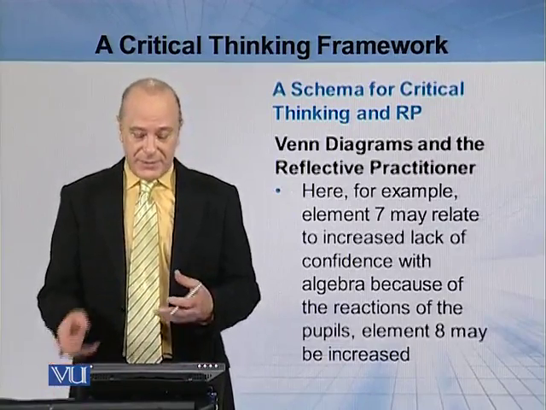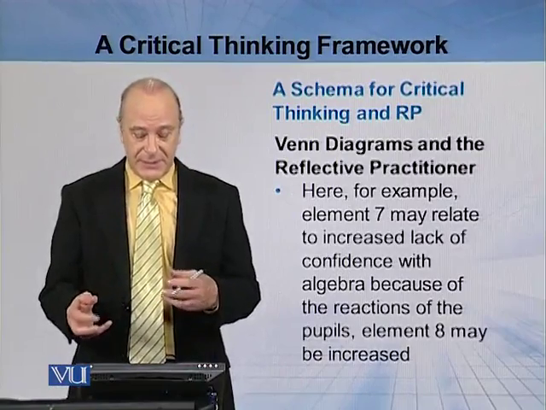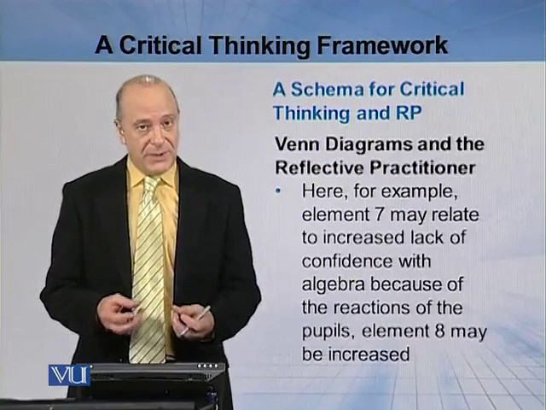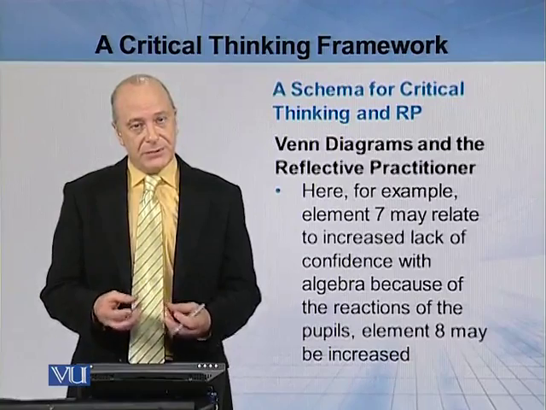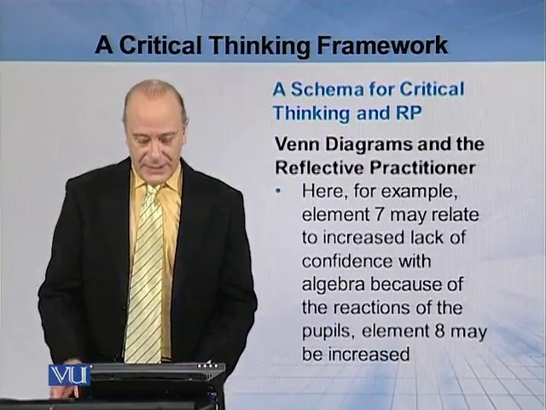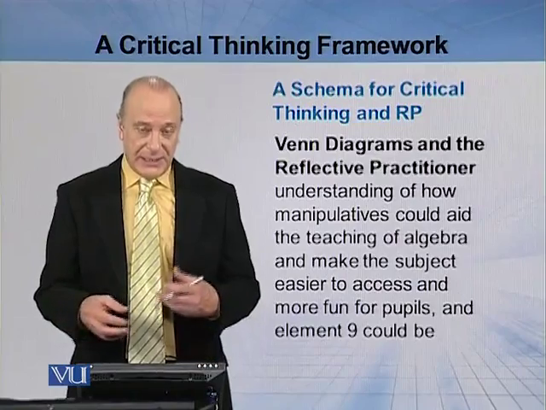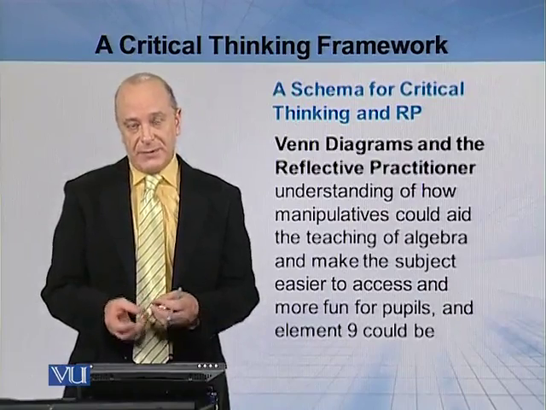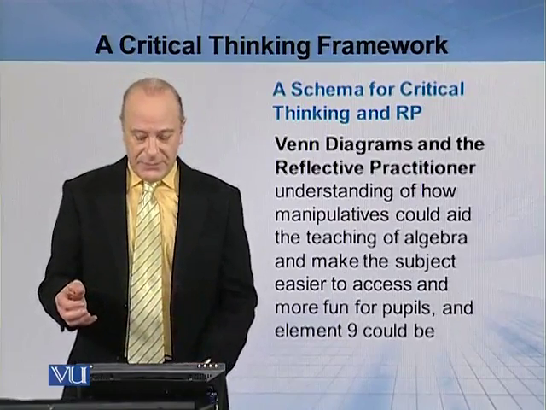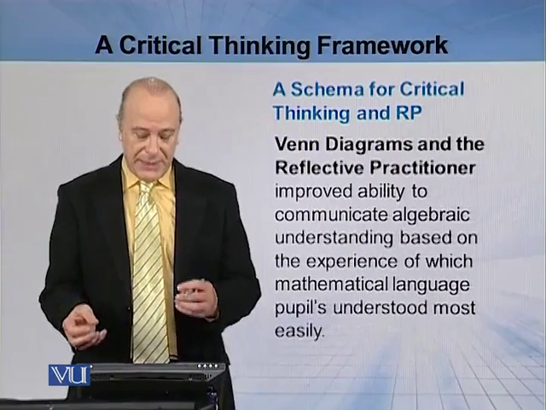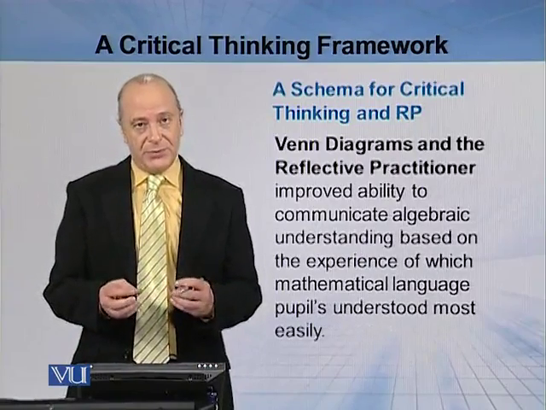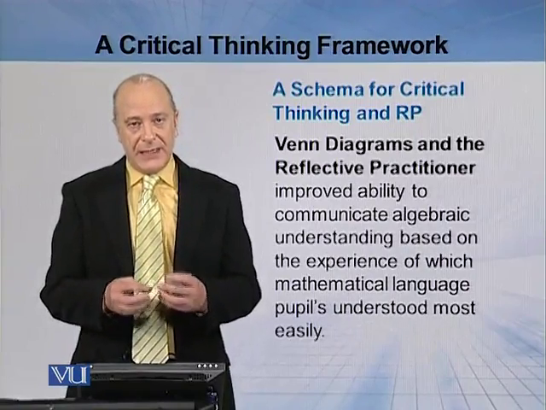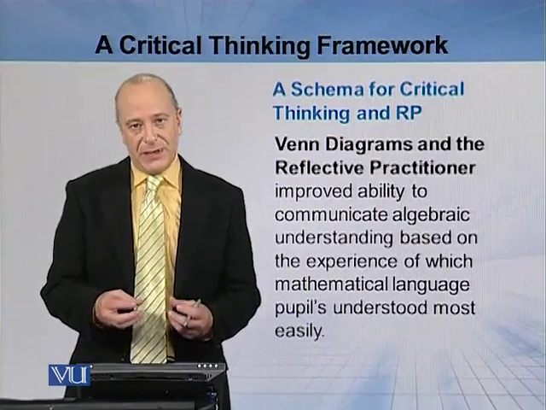So we had a number of elements in this part of the diagram, and these can relate to an increased lack of confidence from the experience due to their own feelings. Element 8 could be about an increased understanding of how to use resources to teach subjects. So there's a positive attribute. And there could be another element about how communication is improving in relation to teaching subjects in mathematics. So the elements within the Venn diagrams can be positive as well as negative.